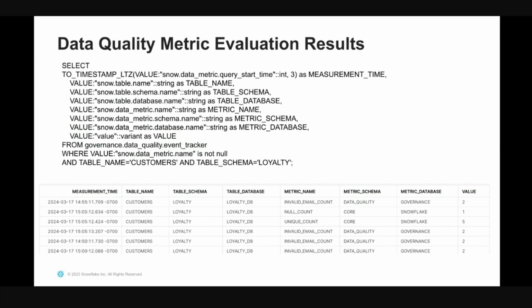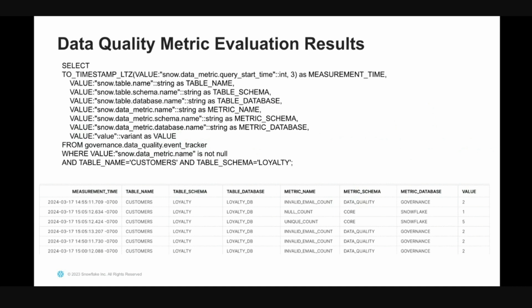So what do these metric results look like? This is a sample query I wrote just to show you. I have a database called LoyaltyDB that has a schema called Loyalty, which has a table called Customers, and I have got a few metrics. So I created an invalid email count metric, and then the results show that there are 2 records invalid. Same for null and unique. It's evaluated, and you can see the metric measurement time here.